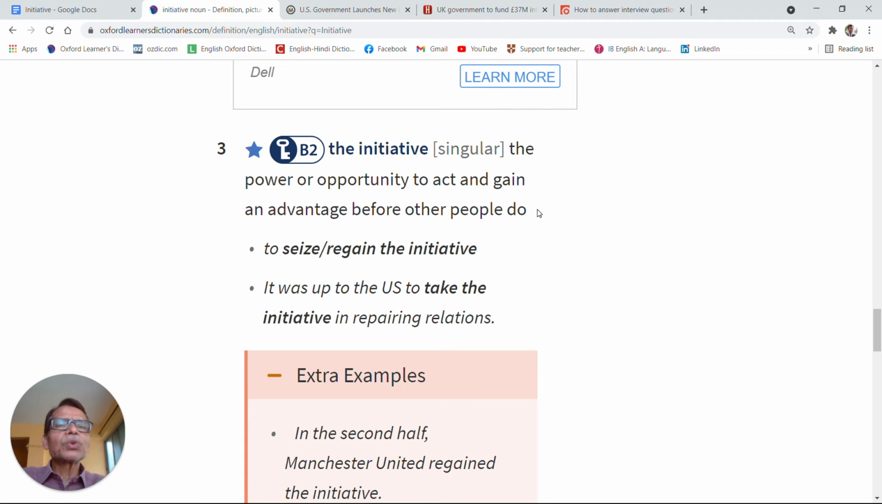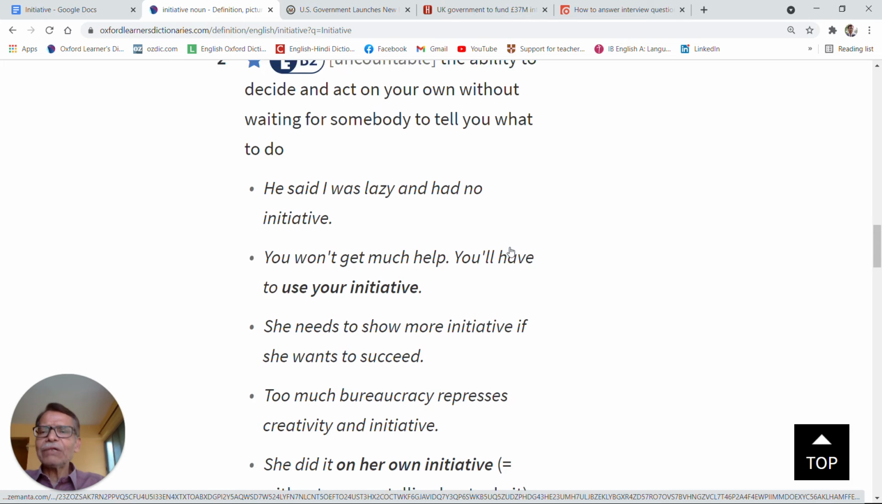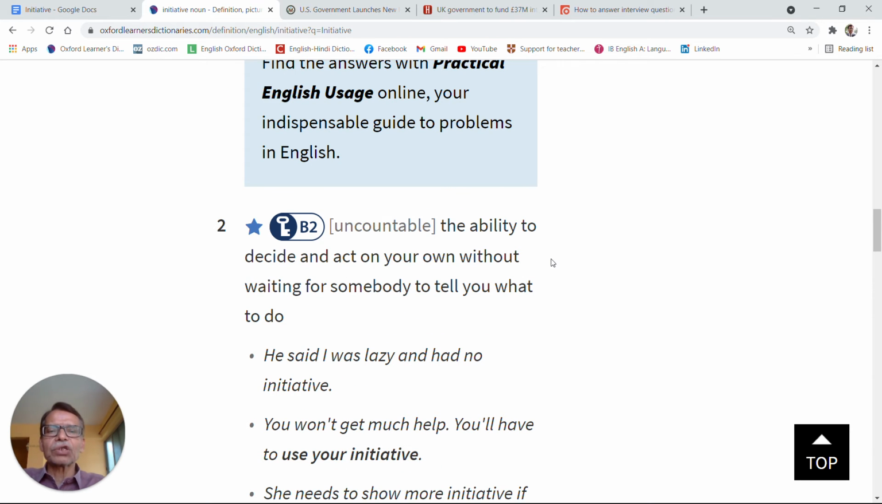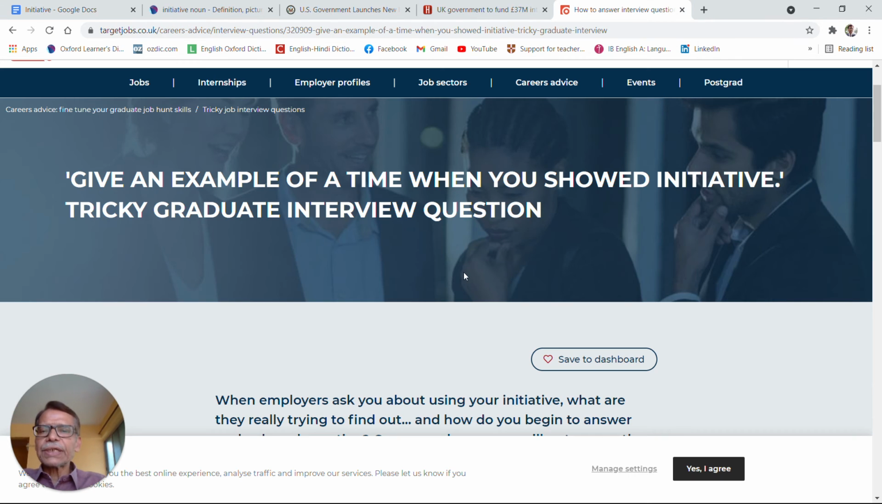Sorry, let me show you one more example of definition number 2. Interesting example, which was uncountable noun, for which I showed you that you must have use show, uncountable noun. Look at this authentic example. Give an example of a time when you showed initiative. And these are the tips.